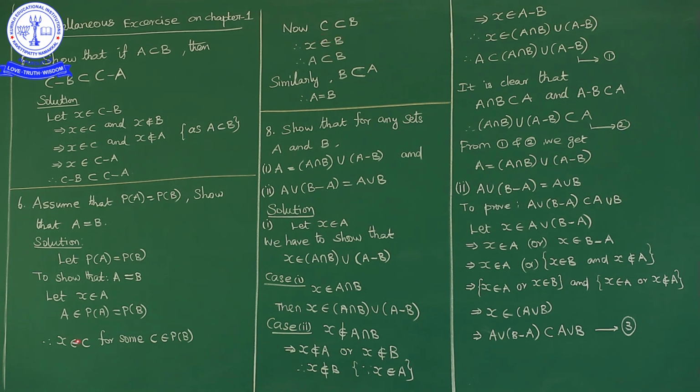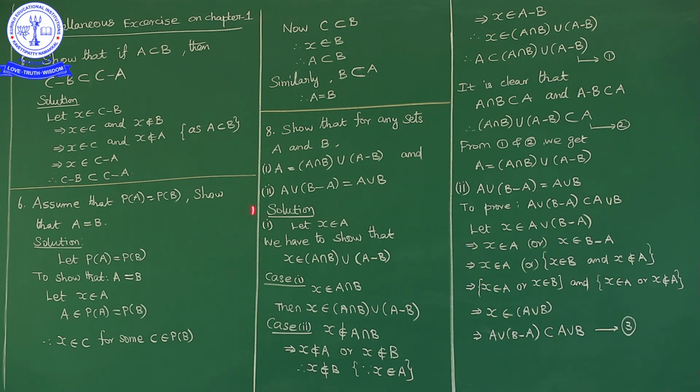Now x belongs to C and C is a subset of B means x belongs to B also. Here we consider x belongs to A. Here we prove that x belongs to B. Therefore A is a subset of B. Similarly, we can prove that B is a subset of A. A subset of B and B subset of A, we can conclude that set A is equal to set B.